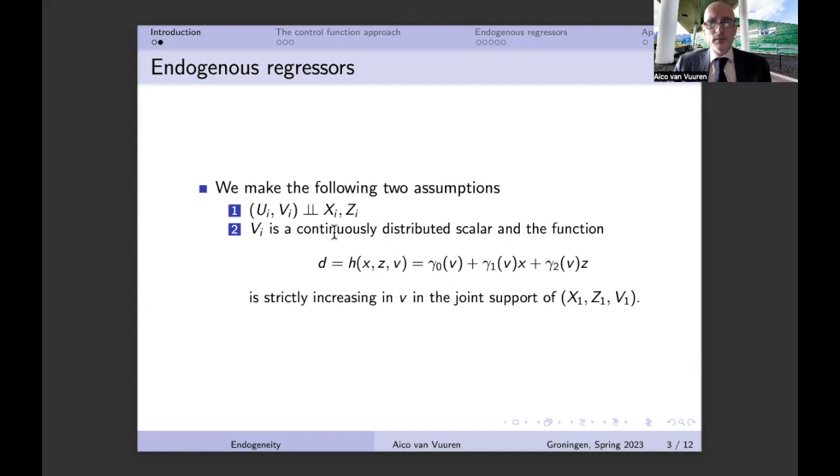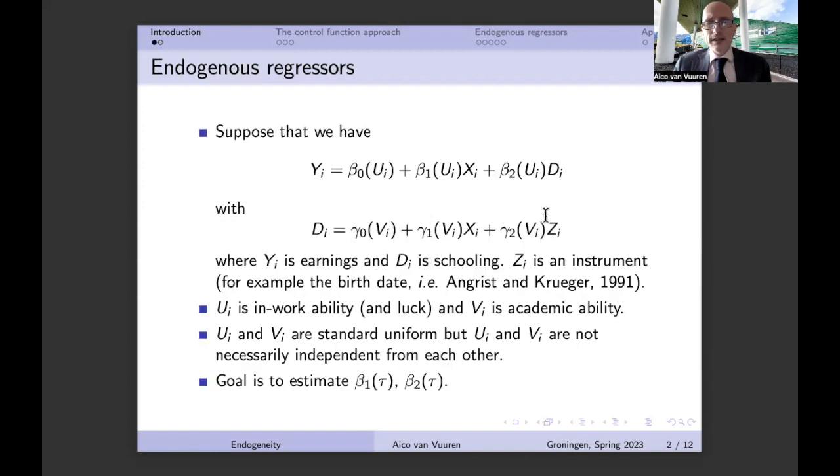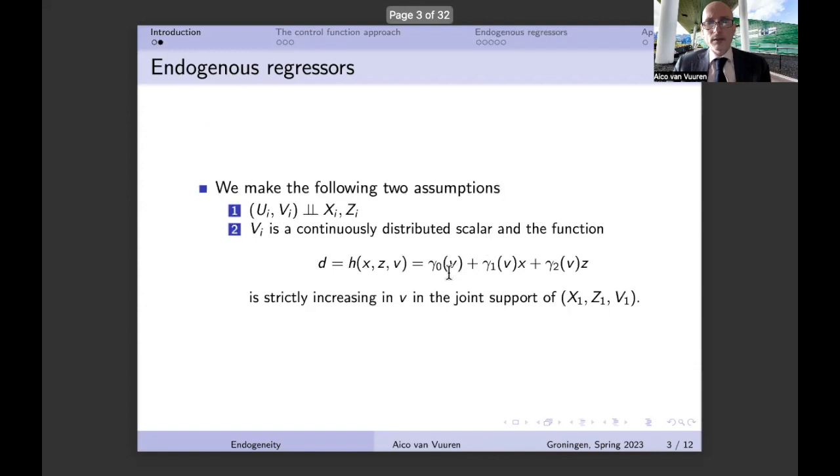Then in addition, we're going to assume that v is continuously distributed. Well, that's actually something that we already did, because we know that vi is uniformly distributed. But in addition to that, I'm going to use some notation. I'm going to denote the function h of x, z, and v. That's nothing else than the right-hand side of the second equation: gamma 0v plus gamma 1v times x plus gamma 2v times z.